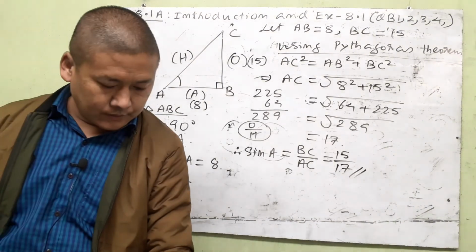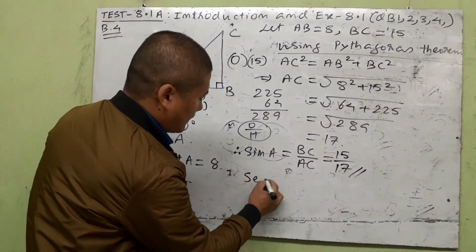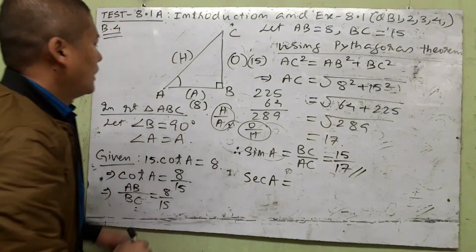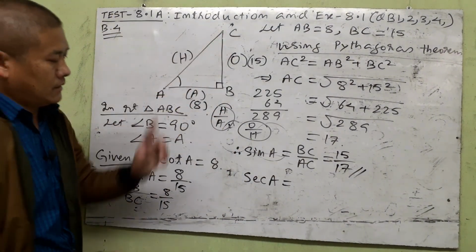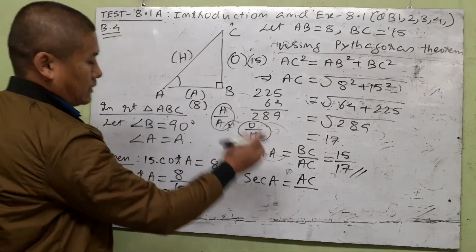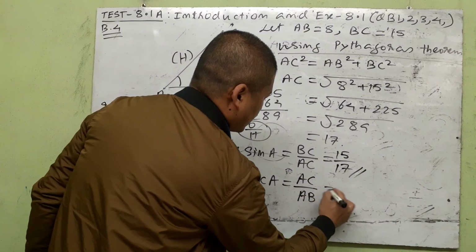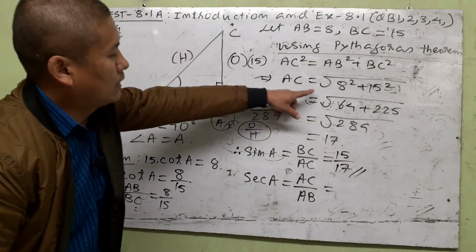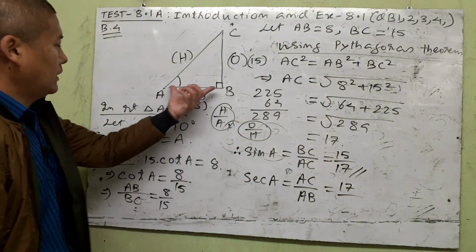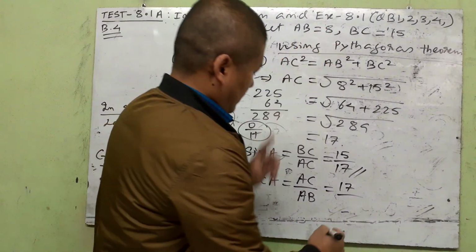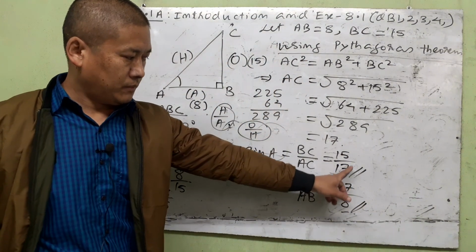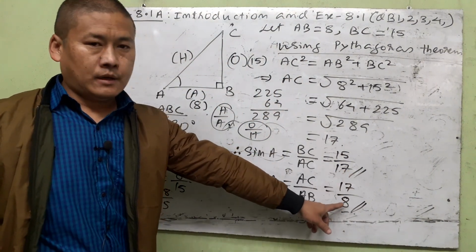Right, and then sec A. So let's write here sec A. Sec is hypotenuse by adjacent. So hypotenuse is AC, by adjacent AB. AC is, as you can see, 17, by AB, which is 8 units, as you can see here also. Can't cancel, so that's our answer. 15 by 17, 17 by 8. Okay.